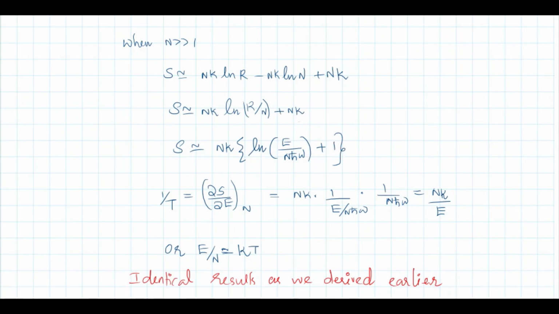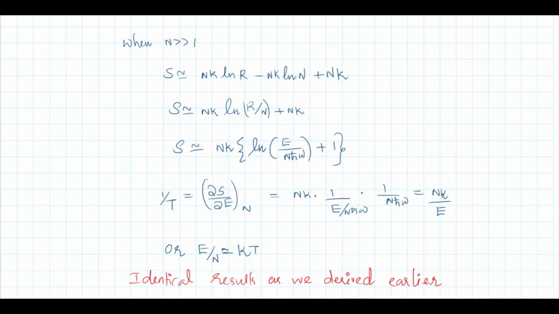And 1 by temperature is dou S by dou E. That will give you Nk times 1 by (E by N h cut omega) times 1 by N h cut omega, that is simply Nk by E. For this, I can write E by N is equal to kT. So energy per oscillator is kT. So again, the identical result that we derived earlier.